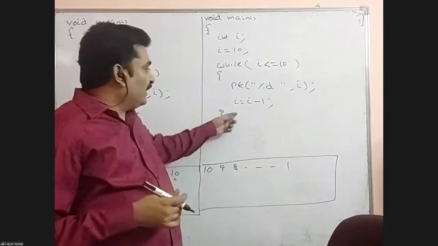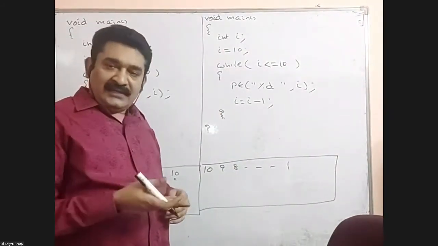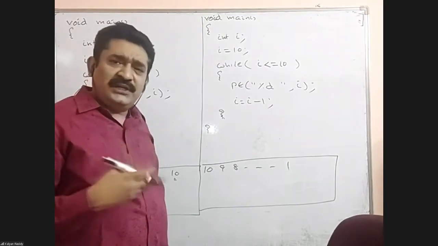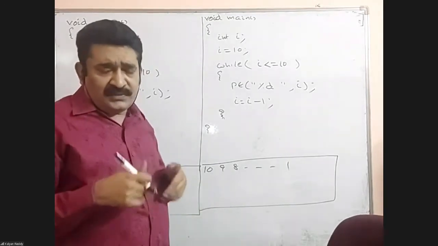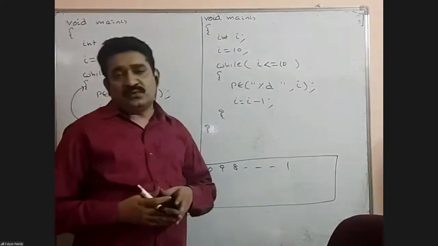Next, I became 9, go up. 9 less than or equal to 10, come inside, 9 printed. 8 less than or equal to 10. 7, 6, 5, 4, 3, 2, 1. 0 less than or equal to 10, true, 0 printed. Next, minus 1, minus 2, minus 3, minus 4. It goes on and on.